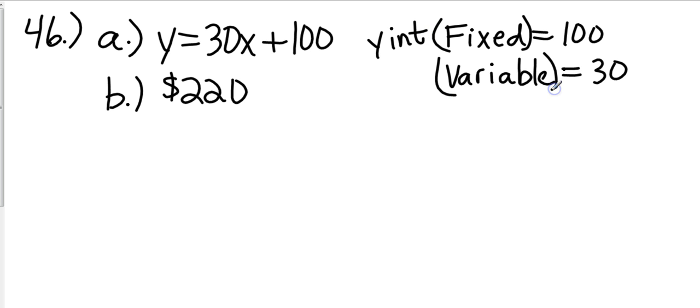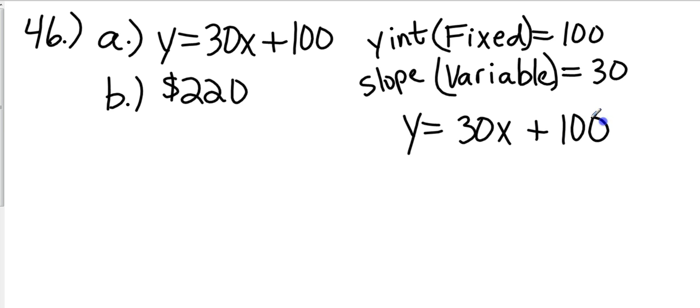And the variable is slope. So we plug that into our equation and we will get y equals 30x plus 100. That's letter A.